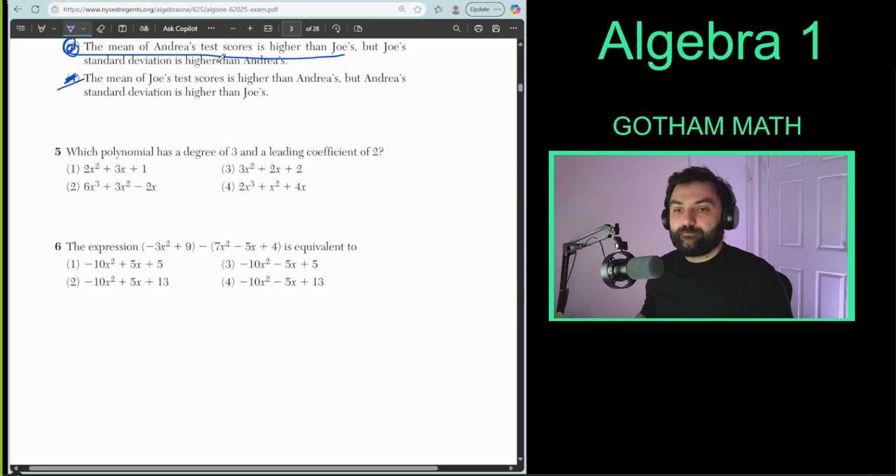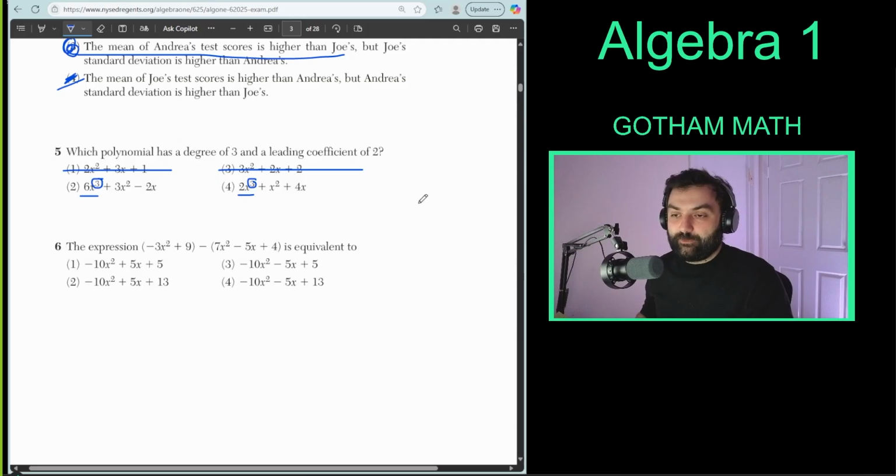Okay. Question number 5. Which polynomial has a degree of 3 and a leading coefficient of 2? Well, if a question is a gift, that's the question. The degree of a polynomial is the highest power. So the highest power 3 is only in number 4 and number 2. When they refer to degree, they mean the highest exponent. The highest exponent is 3. So this is wrong and this is wrong.